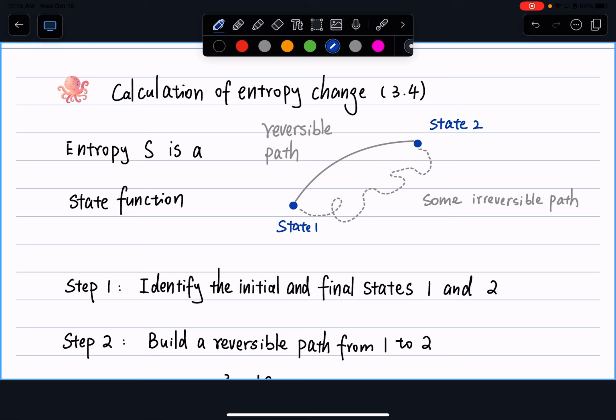So that means, for example, from any state 1 to state 2, what matters for the entropy change is the actual macroscopic property of your state 1 and state 2. They might appear to be linked by some irreversible path, but as long as we can define a reversible path from 1 to 2, we will be able to calculate entropy along that reversible path, and those delta S will be the same. All right, so that's one of the strategies we want to use.